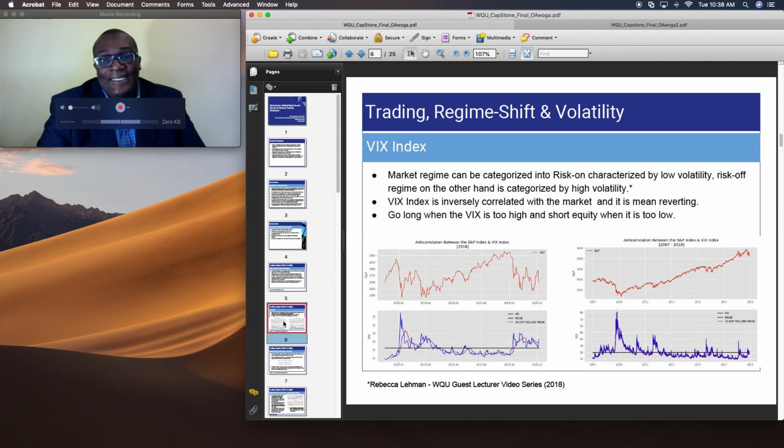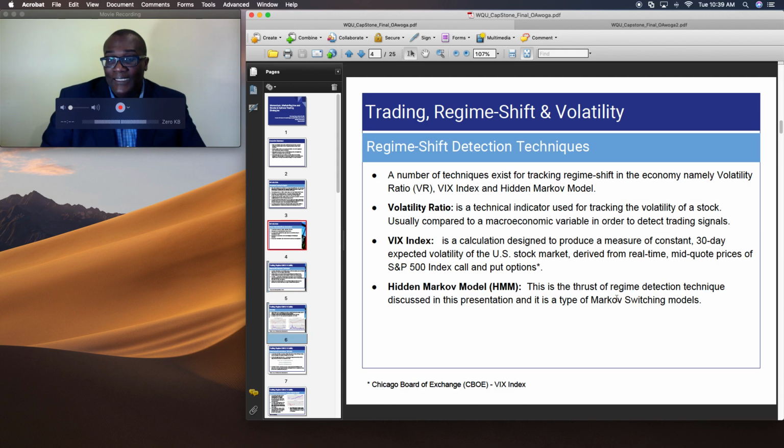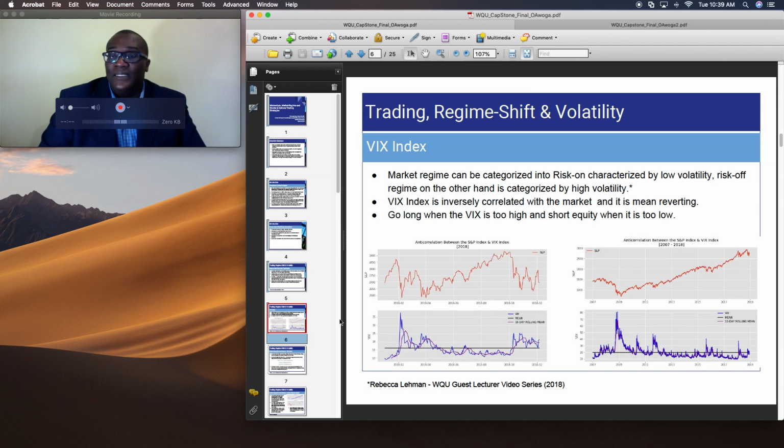The VIX index is inversely correlated with the market and it is mean reverting. So the technique is to go long when the VIX is too high and short equity when it's too low. As can be seen in the graph here, during the peak of the 2008-2009 financial crisis, the VIX index went very high as 80 and the stock market declined.